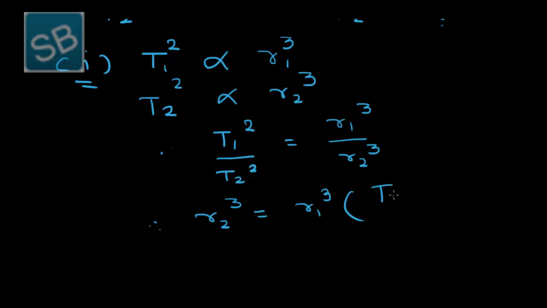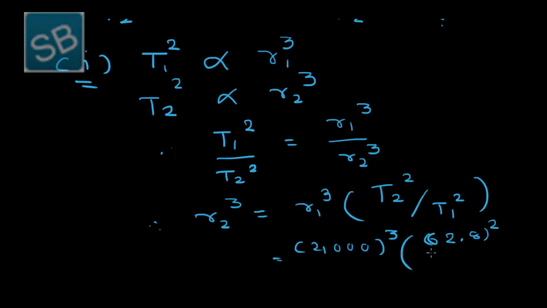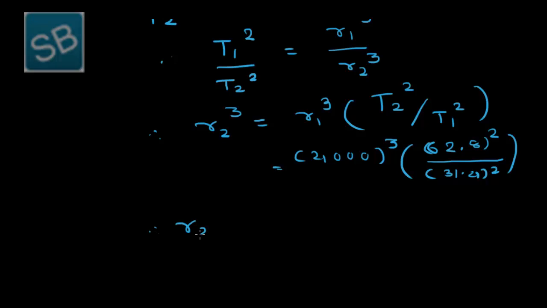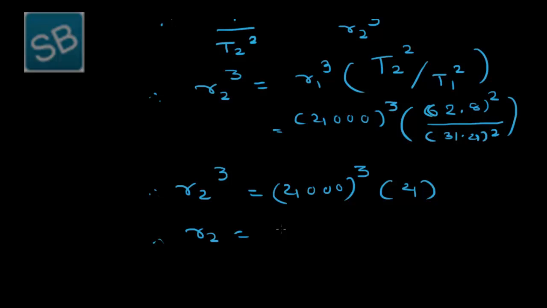Therefore R2 cube is equal to R1 cube into T2 square divided by T1 square. Now this R1 cube means 4000 cube, and here 62.8 whole square divided by 31.4 whole square. Therefore R2 cube is equal to 4000 cube into, 62.8 divided by 31.4 is 2, and hence it is 2 square, so it is basically 4, and now I can take cube root on both the sides. Therefore R2 is equal to 4000 into 4 raised to 1/3.